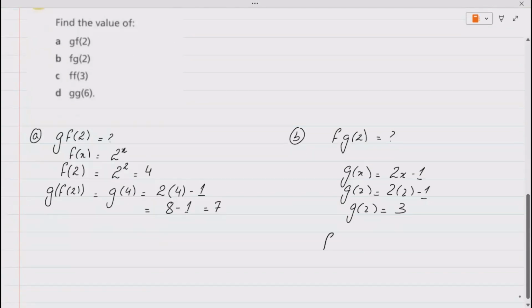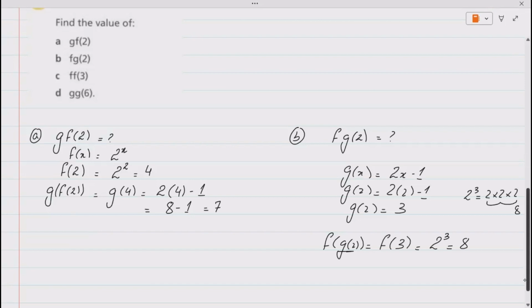Now, f of g of 2 means f of 3, because in place of g of 2, I write its value 3. f is 2 to the power x, so f of 3 is 2 to the power 3, so it is 8, because 2 to the power 3 means 2 multiplied by 2 multiplied by 2, which is 4, 4 times 2 is 8.